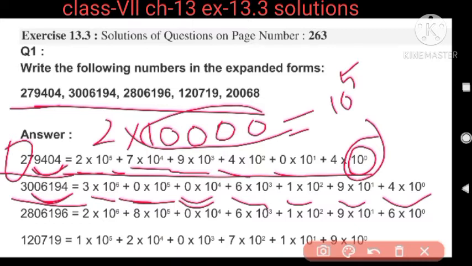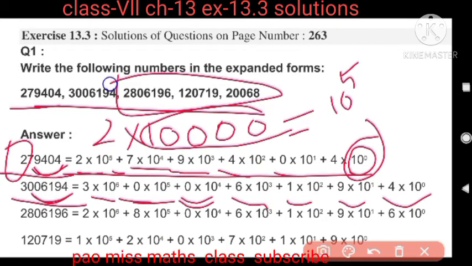This is very simple. So the remaining questions I will keep as homework. If you have any doubt you can ask me without any hesitation. Now come to the next question.